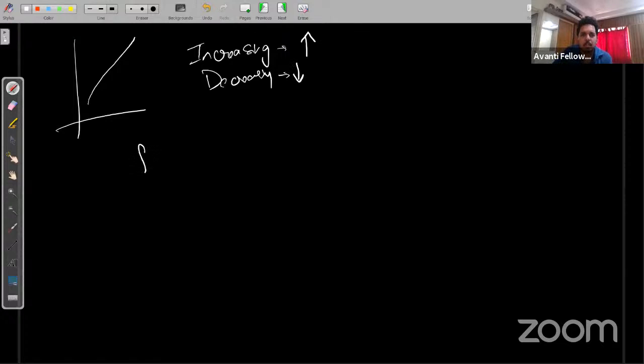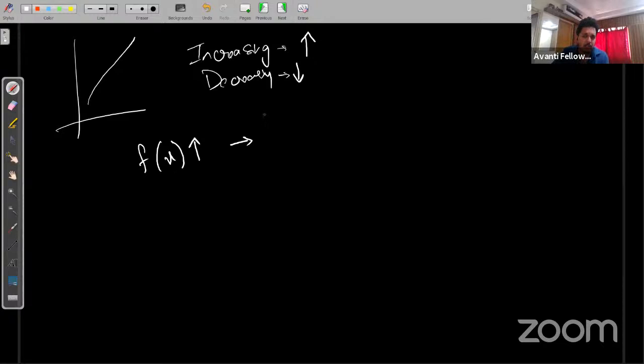If the function is increasing, from now onwards I'm just notating it with an upward arrow, and decreasing I'm representing as a downward arrow. Please remember it. Now tell me, whenever your function is increasing, what can you say?